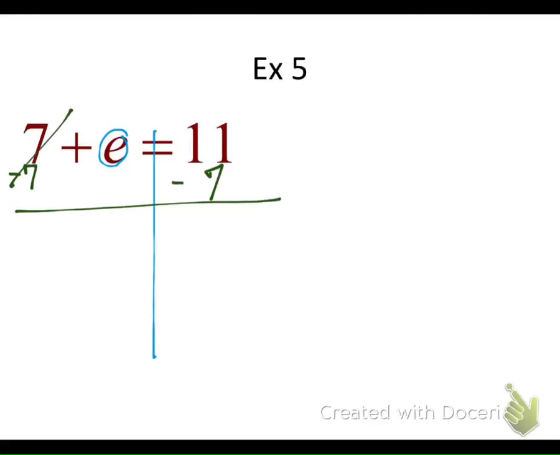My 7s cancel. On my left side, what do I bring down? What do I bring on my line of equality? And then I solve. What's 11 minus 7? Anybody? Try it again. Say it again. Box it. Good.